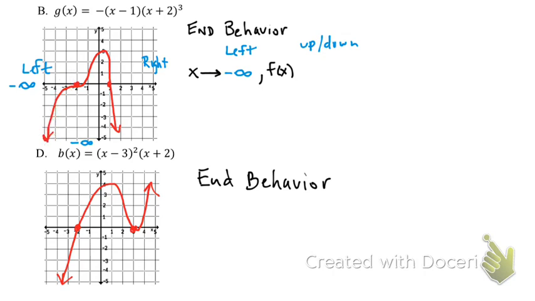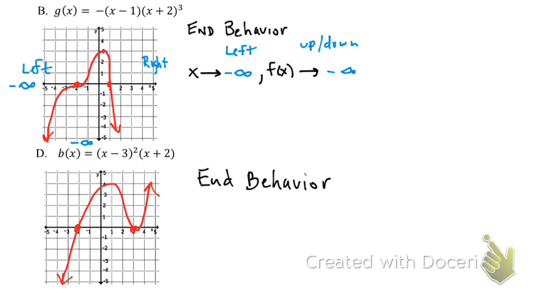So we would write f of x, this notation represents your graph. So my graph is going down, and the way we say down in math, because it never stops going down, is negative infinity. All right, so we did the left side.